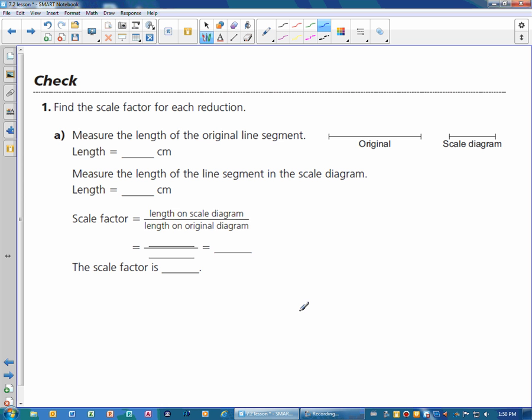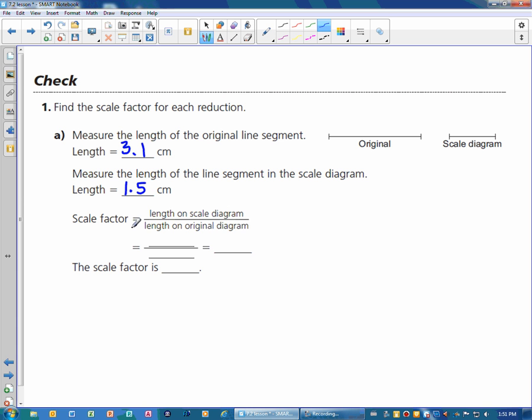All right, so check number 1 says find the scale factor for each reduction. They've got just a length line here, and this is the original, and this is the scale diagram. They ask you to measure the length of the original. I got out a ruler. I got 3.1. You might get somewhere around there, as long as we're in the same ballpark. Then it says measure the line segment in the scale diagram. I got 1.5.